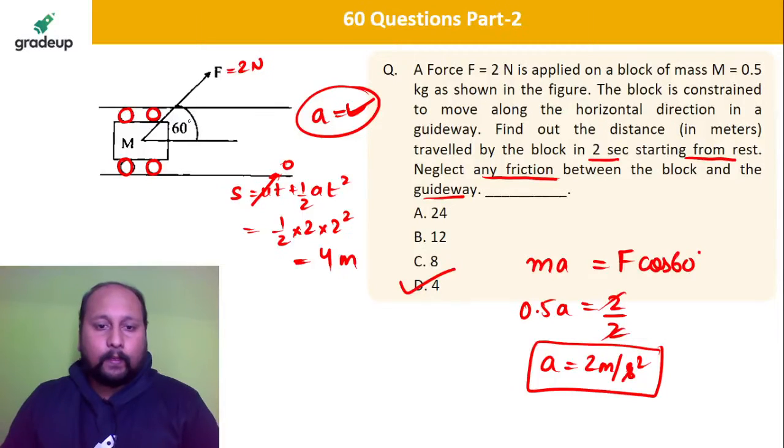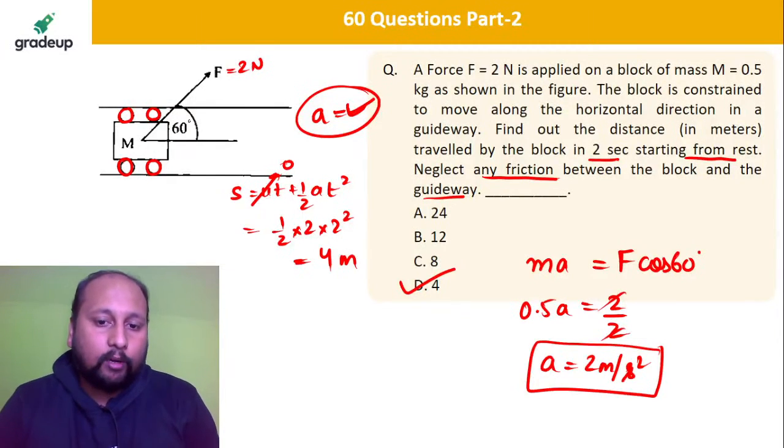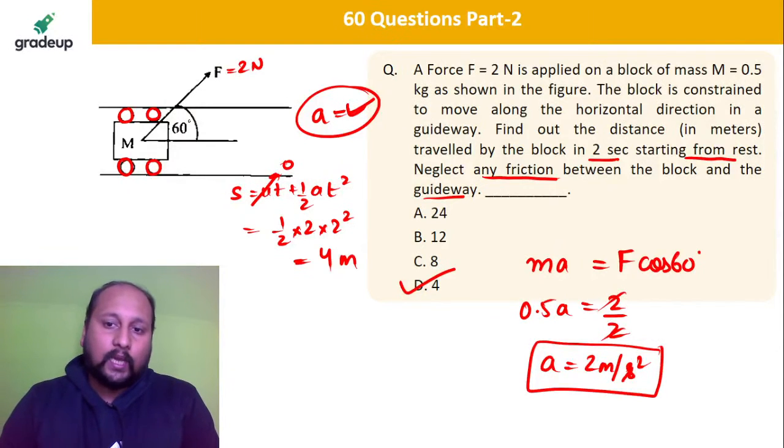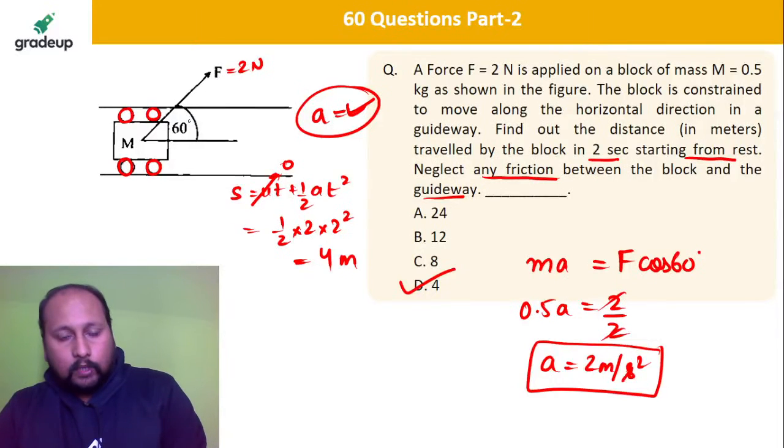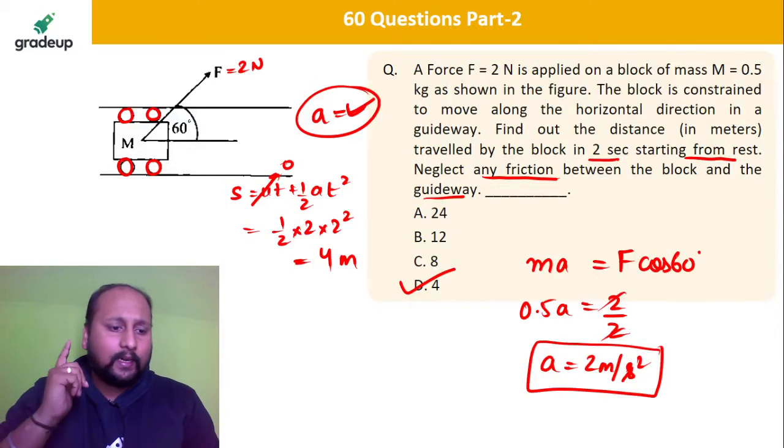Karthik, how are you getting option A? You won't be getting option A. It will be traveling a distance of 4 meter in the 2 seconds. Because it is starting from rest, you have to take initial velocity equal to 0. Option D is the correct answer.